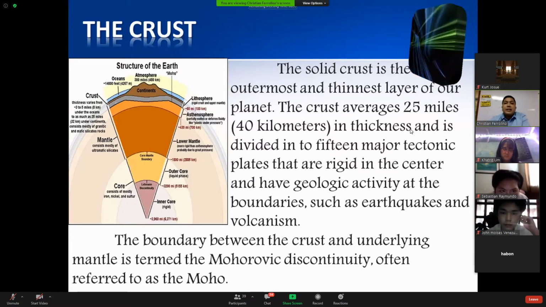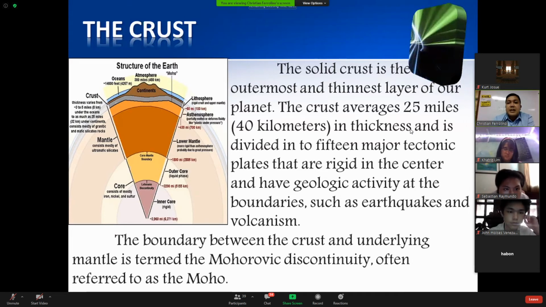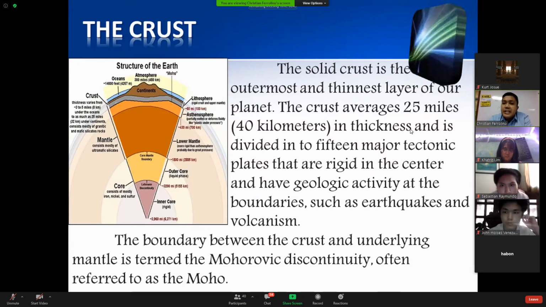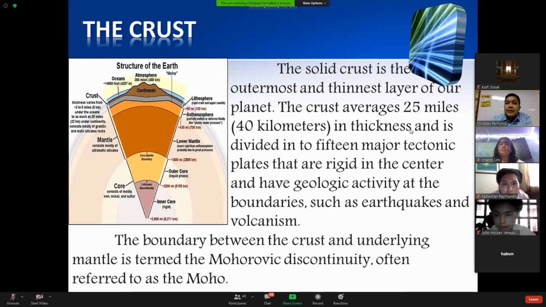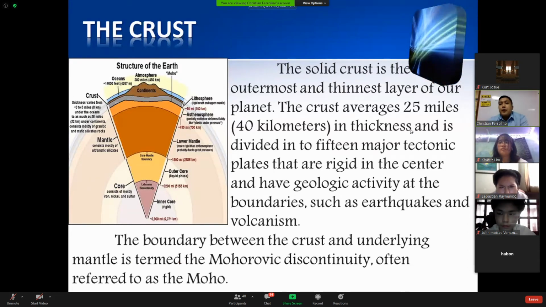The solid crust is the outermost and thinnest layer of our planet. The average crust is 40 kilometers. So, ibig sabihin, in terms of its thickness, it's only 40 kilometers. Take note of that one. And it is divided into 15 major tectonic plates.